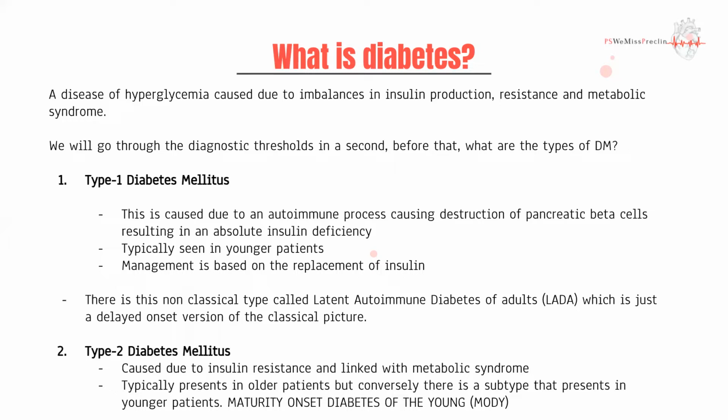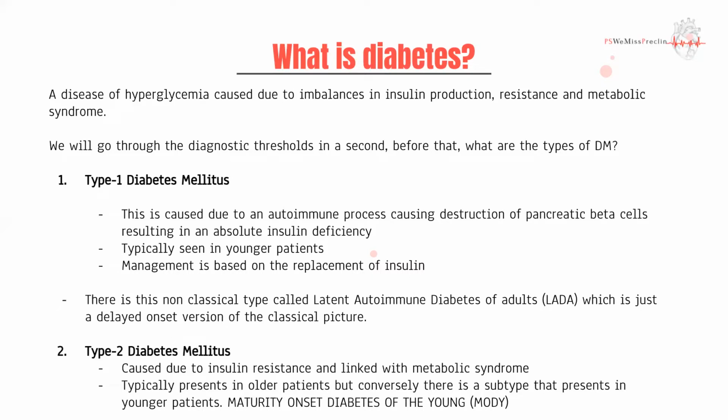I'm sure you've heard of type 1 and type 2 diabetes before. So just going over this once again. With type 1 diabetes, you have an autoimmune process that causes destruction of the pancreatic beta cells. Now, the pancreatic beta cells are responsible for producing insulin. If you lose them, you're going to have absolute insulin deficiency. What this means is you just aren't producing insulin.